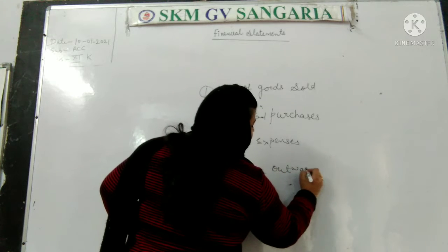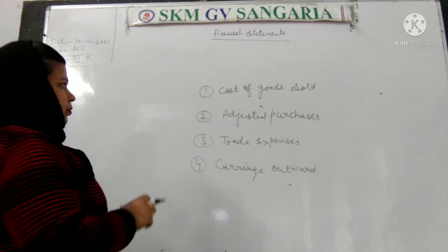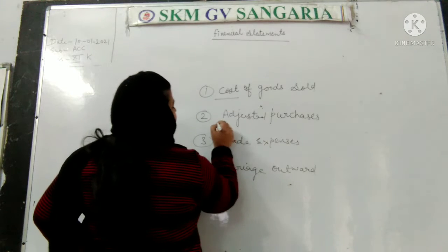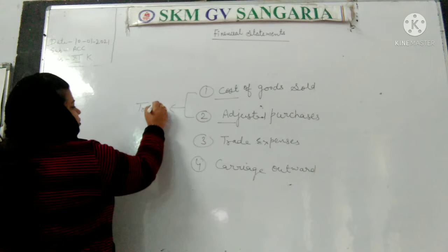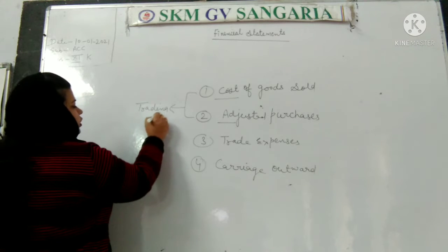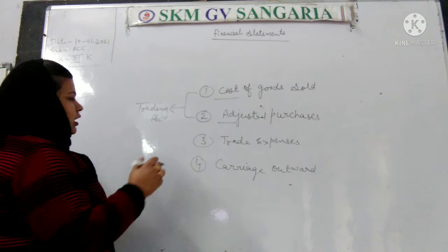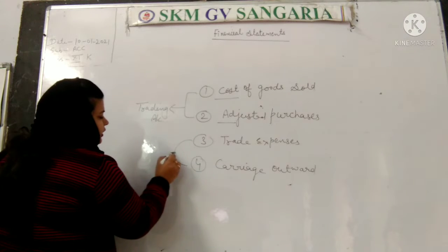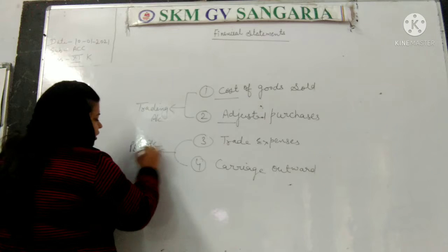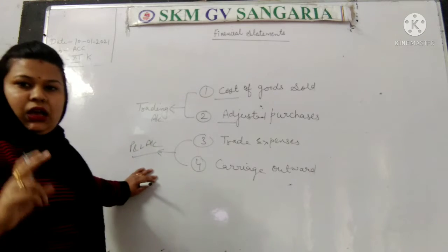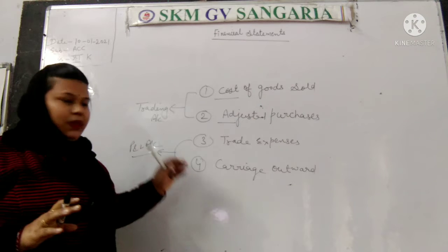These terms are very important when we are preparing the trading and P&L account, because cost of goods sold and the adjusted purchases are the part of trading account, while trade expenses and the carriage outward are the part of P&L account. Okay, we have done the four terms which are related to trading and P&L account.